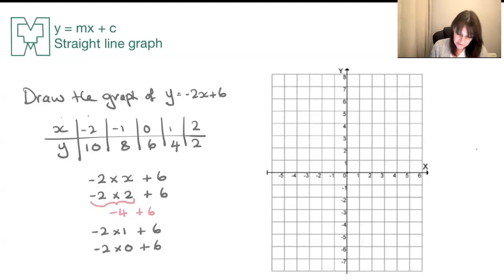So I have got here the coordinate 2, 2. So 2, 2. And then I've got 1, 4, 0, 6. I've got minus 1, 8. And then my minus 2, 10 is kind of falling off my grid, isn't it? So I won't actually plot that one. I'm going to draw the line up.